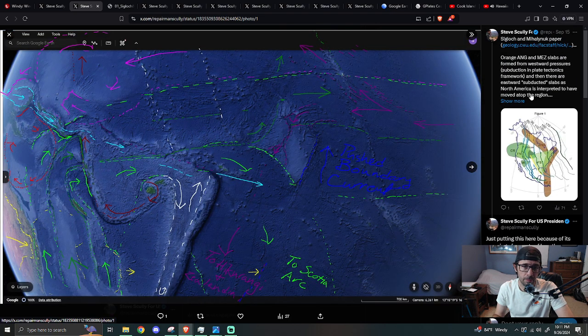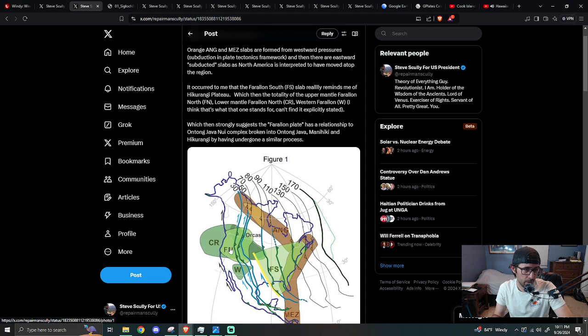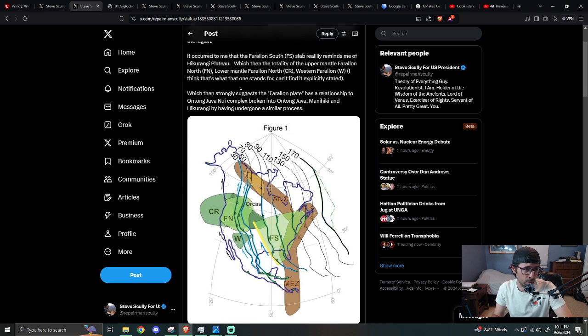Okay, let me just make sure I read all this. So then, it occurred to me, was the totality of the Upper Mantle Farallon North, FN, Lower Mantle Farallon North, CR, Western Farallon, W. I think that's what it stands for. These two, I found that that's what those stand for. W I could not find. Which then strongly suggests the Farallon plate has a relationship to the Ontong Java Nui complex, broken into Ontong Java, Manihiki, and Hikurangi, by having undergone a similar process.